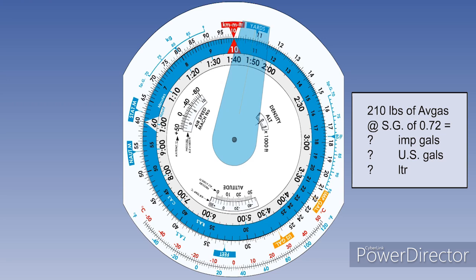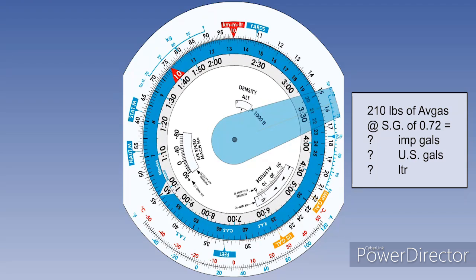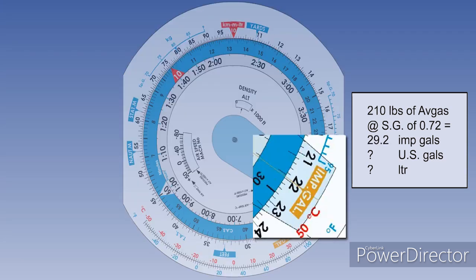Initially, place the cursor over the 0.72 position on the blue pounds SPG scale. Then rotate the inner scale to place 21, representing 210 pounds, under the cursor. Keeping the inner and outer scales in their same relative position, move the cursor over the orange imperial gallons index on the outer scale and read off 29.2 on the inner scale. Our rough working tells us that the answer will be exactly 29.2 imperial gallons.